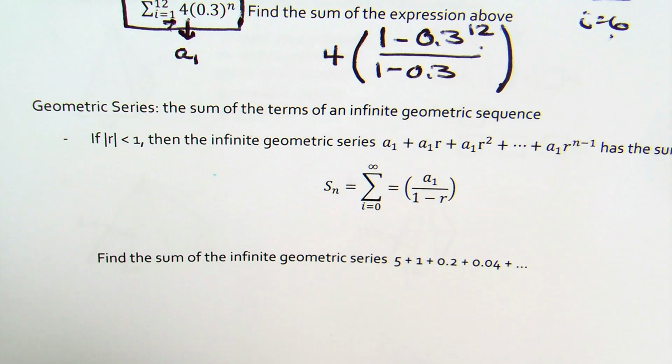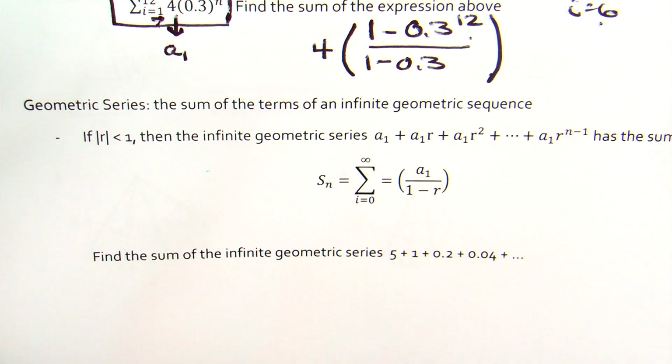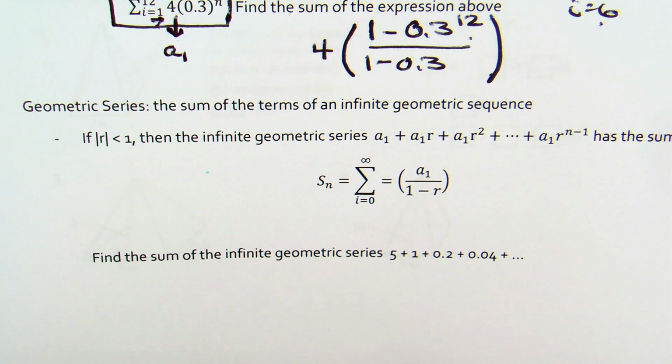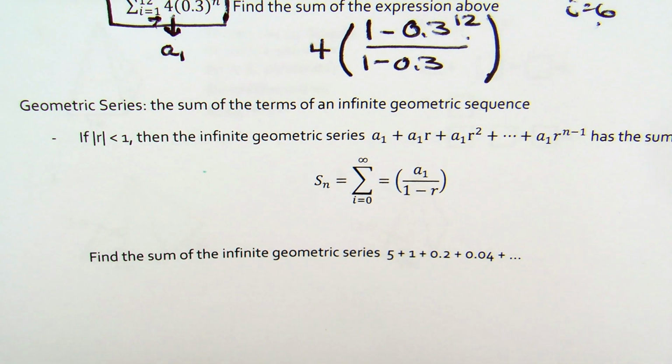All right, last thing in this part of the unit. Geometric series, the sum of the terms of an infinite geometric sequence. If the absolute value of r is less than 1, then the infinite geometric series a sub 1 plus a sub 1 r plus a sub 1 r squared plus dot dot dot plus a sub 1 r to the n minus 1 has the sum S equals the sum from i equals 0 to infinity of a sub 1 over 1 minus r.